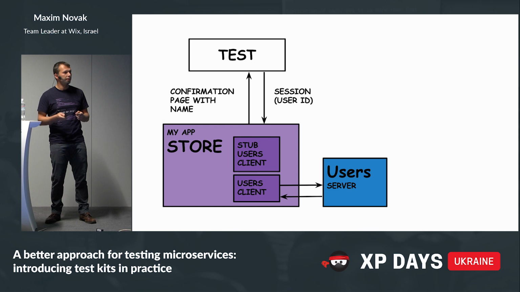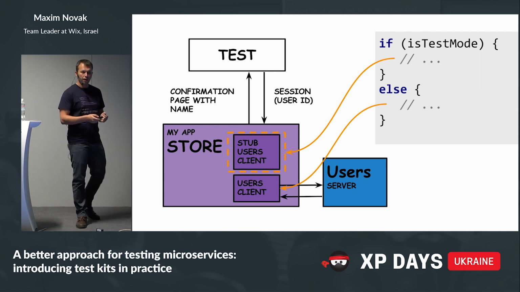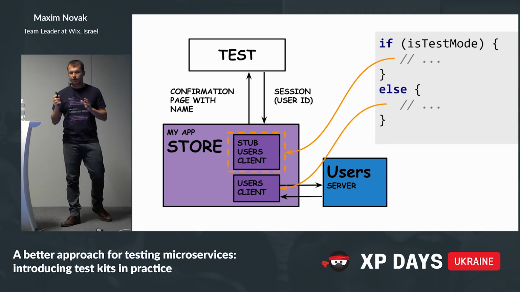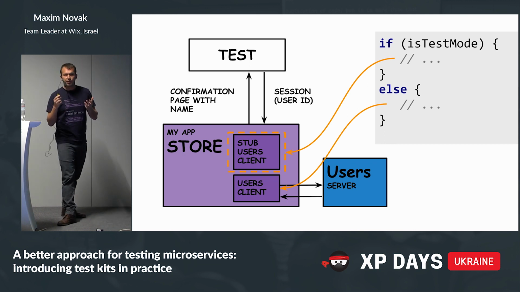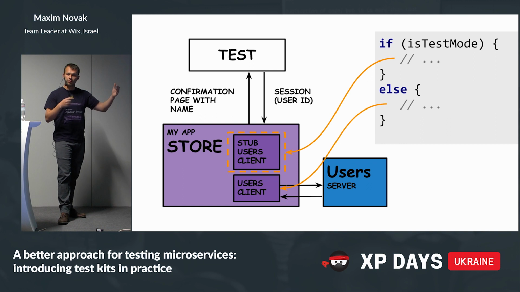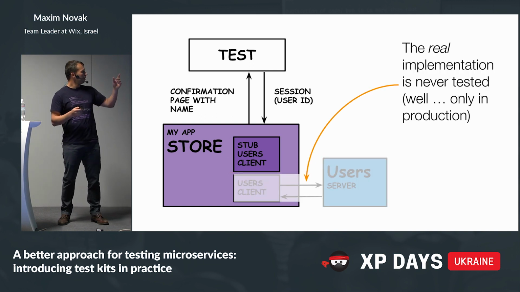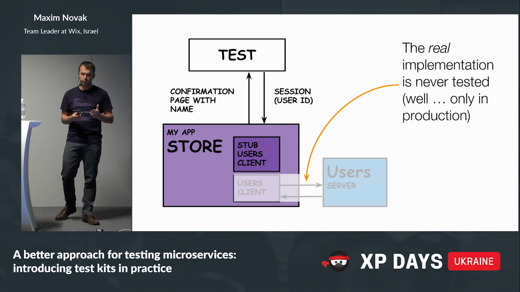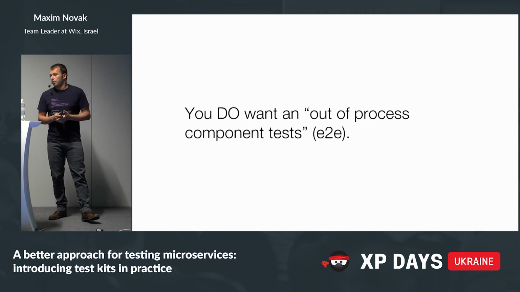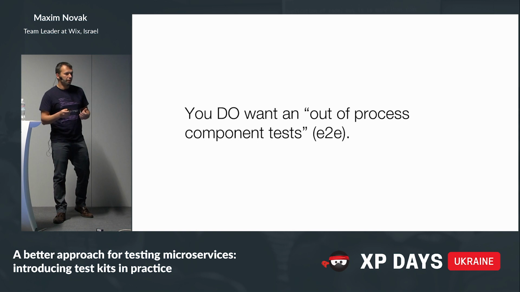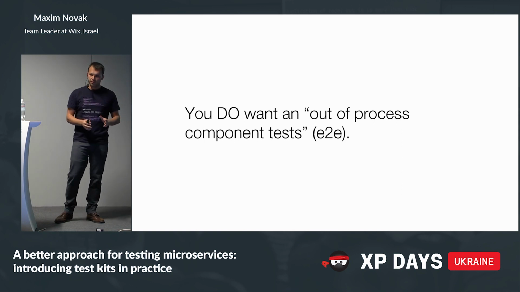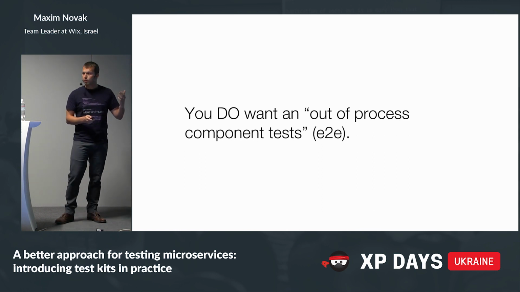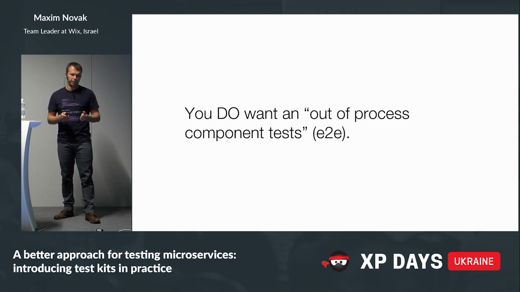But what actually happens is that we have something like this in our code. And it might be something not like this. It might be some fancy dependency injection stuff. But what happens in reality, the application is still aware of whether it runs in production or in test. So our real implementation will be tested only in production. And we want to avoid this. While the in-process component test is a valid method, it can't come instead. It's good for other things like acceptance tests, but you do still want an out-of-process component test.